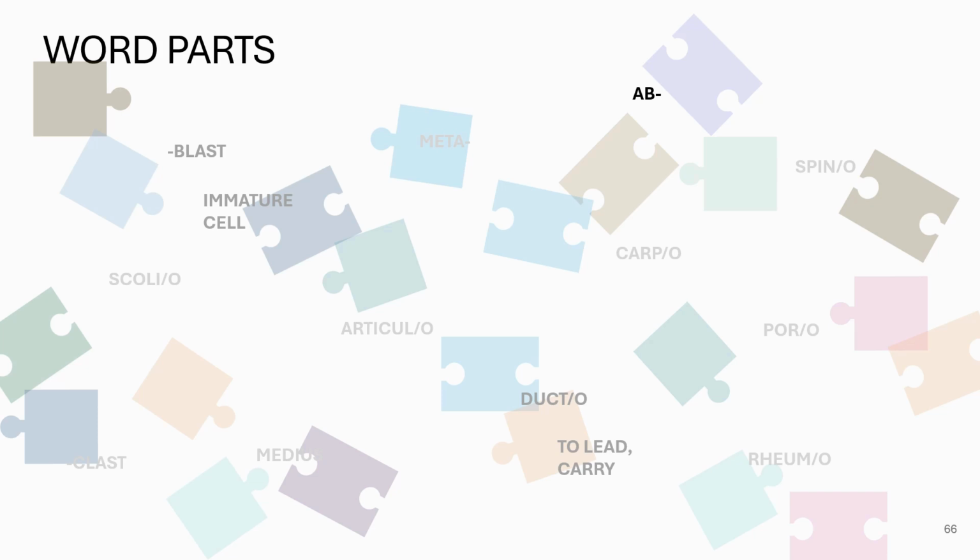Next up, we have the prefix ab. Take a moment to look at your word list. Okay, hopefully you found that this prefix ab means away from, to go away from.